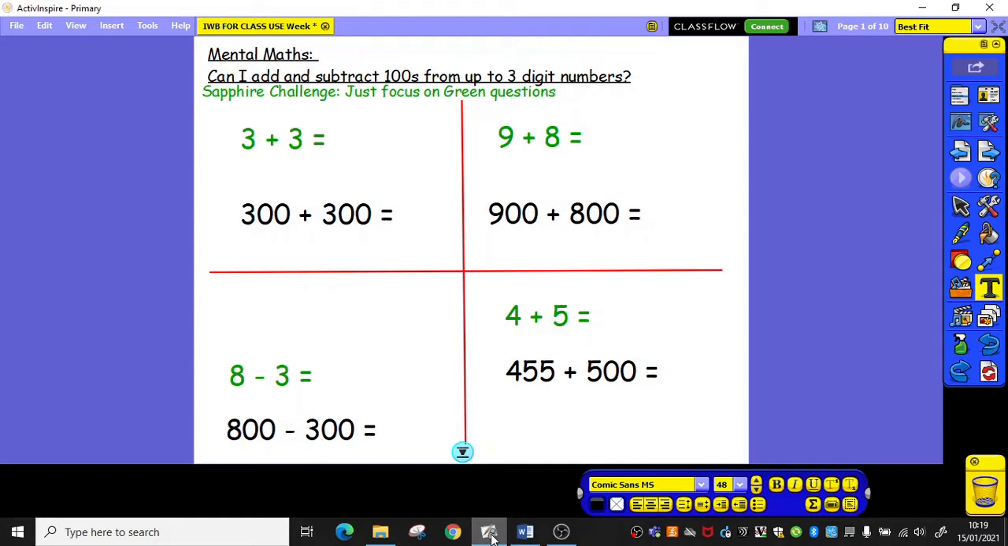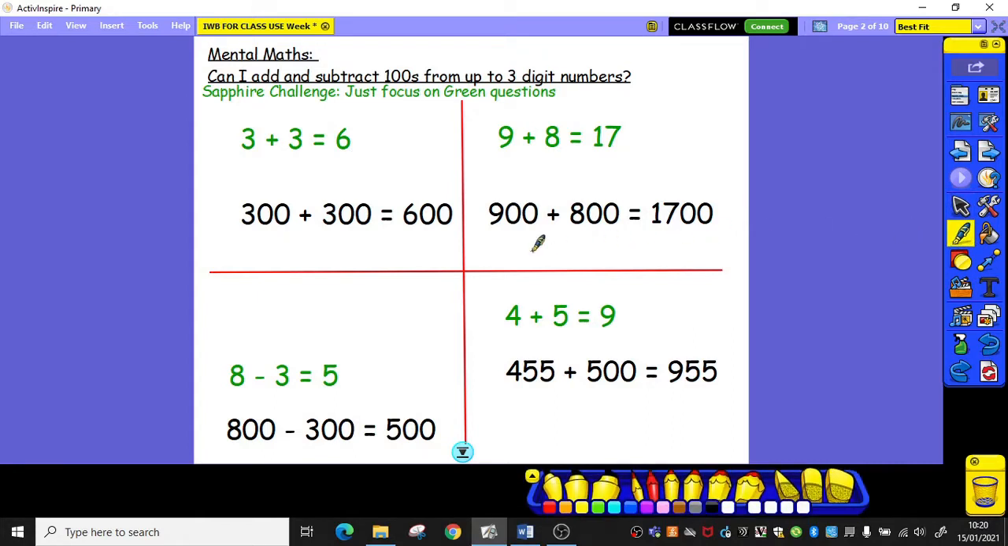Okay, welcome back year four. I've just revealed the answers to you, and hopefully you can see the connection between what the Sapphire group did and the rest of you. In fact, the objective for this week is adding and subtracting hundreds from 3-digit numbers. If I'm going to be adding 900 and 800, then I can use my knowledge of adding 9 and 8 to help me solve that.